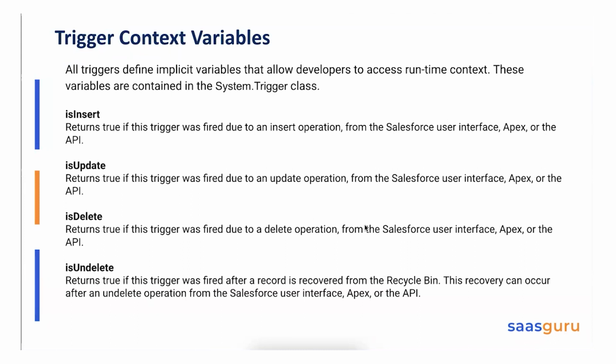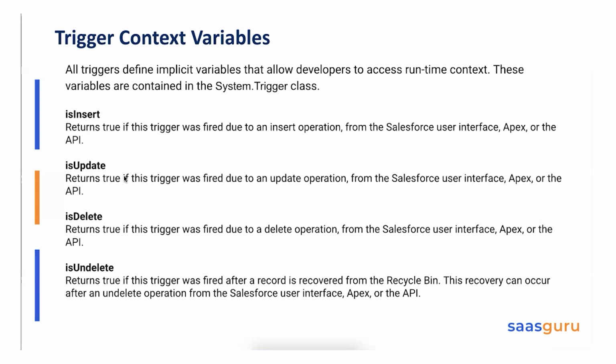Okay, so let's talk about the trigger context variables. In the trigger, we have multiple context variables, and we should utilize the power of all of them. If we start from the very basic, that's called isInsert. If the trigger is running because of an insertion, a create operation, whether from the UI, from Apex, or from the API, from anywhere, if some new record is going to be created in Salesforce, then isInsert will return true.